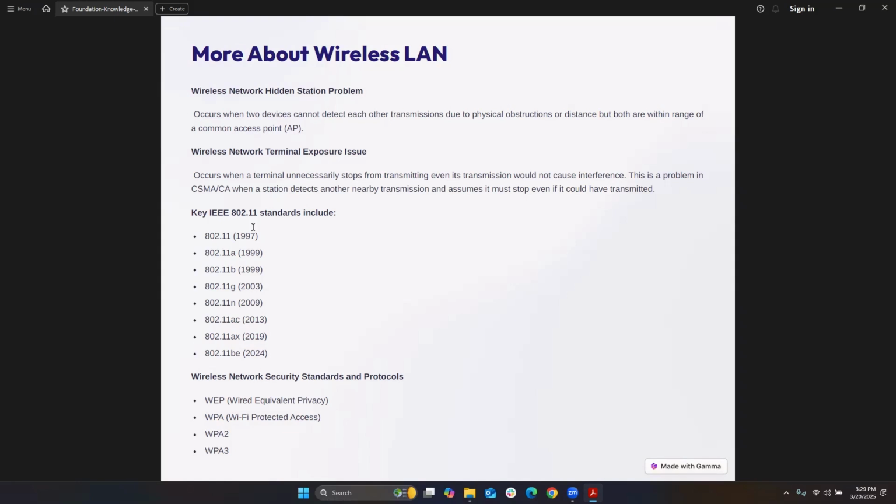So the next one which was introduced was WPA, Wi-Fi Protected Access. It is a protocol developed to improve the weaknesses of WEP. WPA has strong encryption and an improved authentication mechanism. It uses the Temporal Key Integrity Protocol, TKIP, which generates new encryption keys for each data packet.